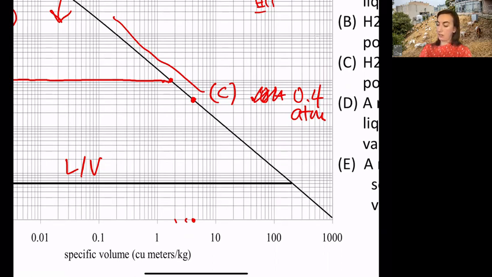We're going to connect it down here and say that's 1.8. And so that's our volume when we're entirely gas. And so when we're half gas, we'll have half that volume. And so we'll be at 0.9, which is right here. And so point D is right here.